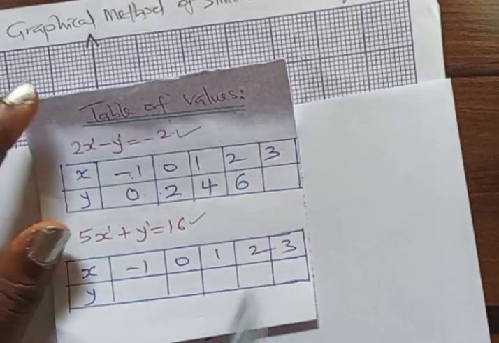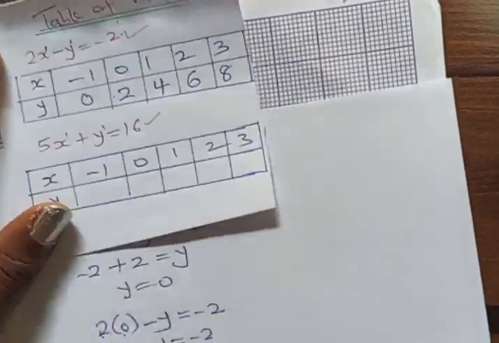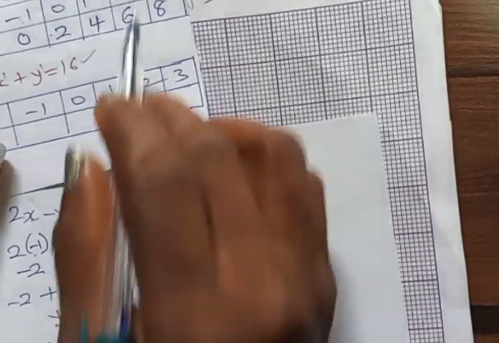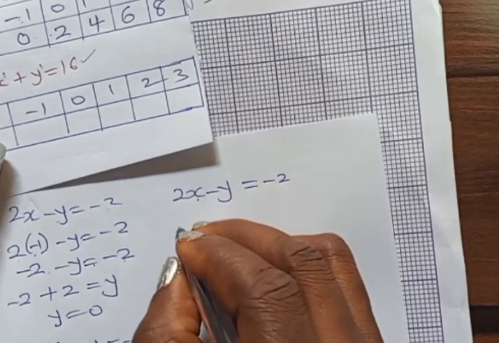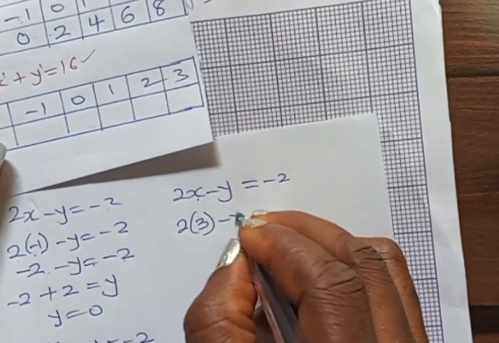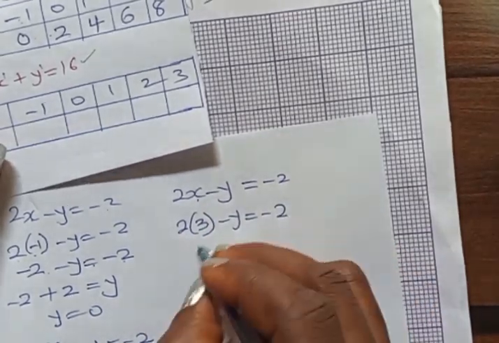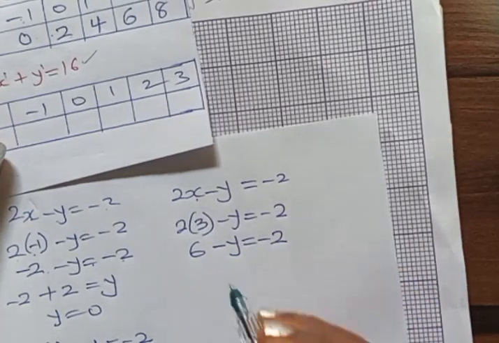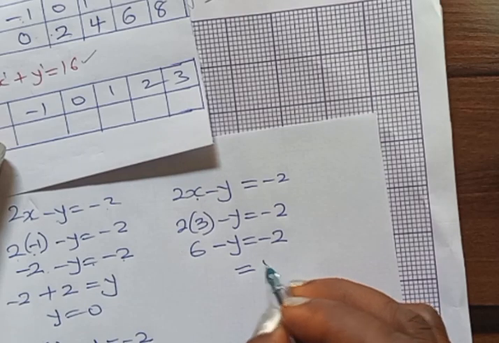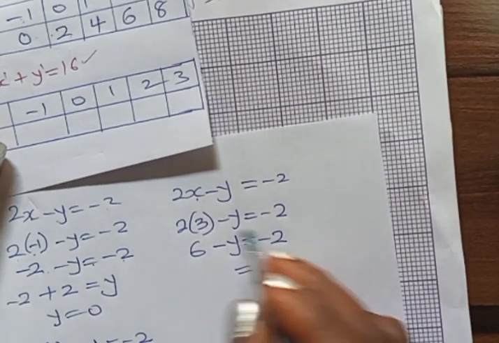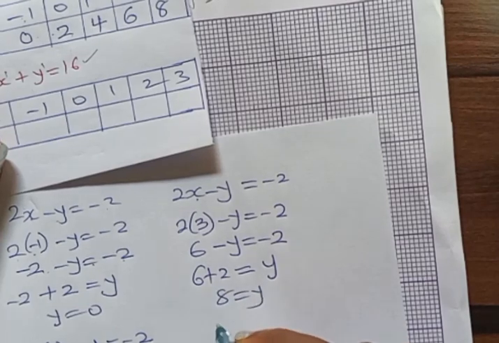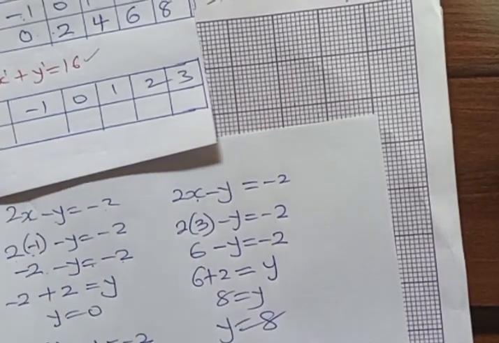Okay, let us try this. Let's solve it and see whether we get 8. That is when x is 3. So we have 2x minus y equals minus 2. We are putting in x as 3 here. That's 2 times 3. Then minus y equals minus 2. So this is 6 minus y equals minus 2. If you look at it very well, we can take minus y there to become plus. Then this minus 2 is crossing over as plus 2. That's 8. Can you see? So y is 8. So that is it.